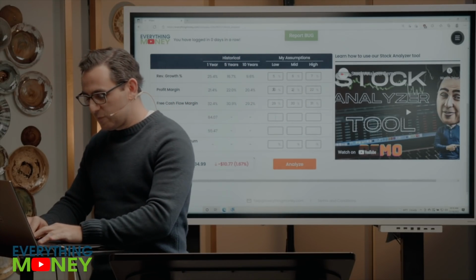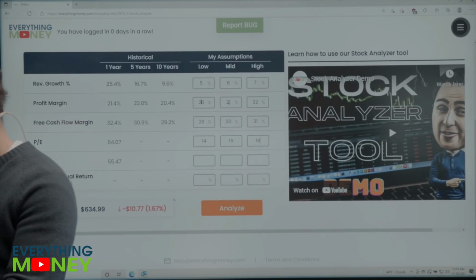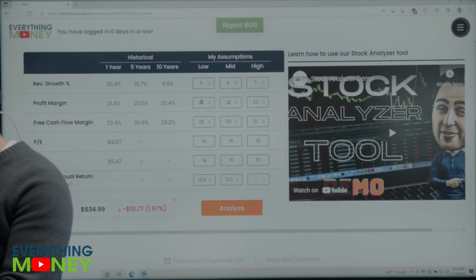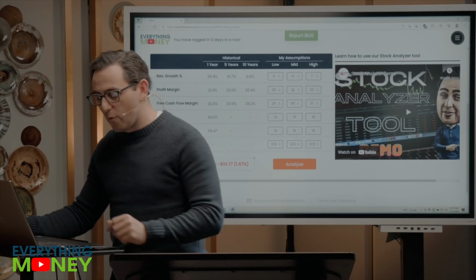So, what'd you say? You said 14, 16, 18? Yeah. I would do the same thing for free cash flow. Yeah. And Seth, can you please explain to everybody why I always pick 12.5% return for our desired return?